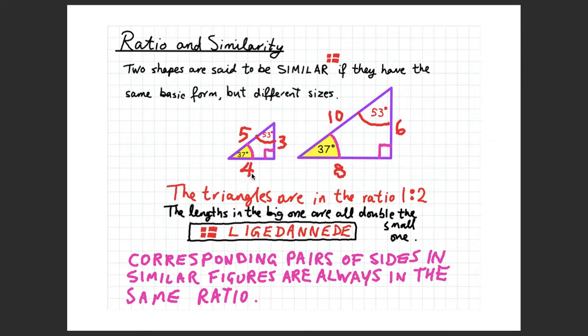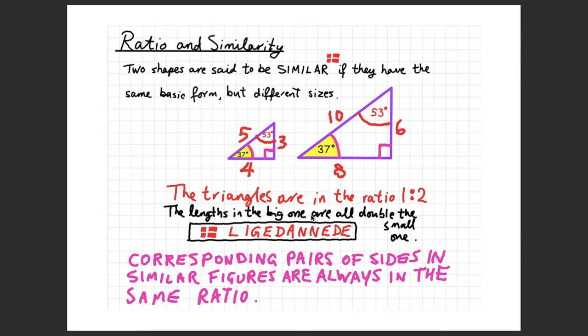So where this one is 4, this one is 8. Where this one is 3, this one is 6. Where this one is 5, this one is 10. So one is basically twice as big as the other. They're in the ratio 1 to 2. For every 1 in length of this, you've got 2 in length of that. So you multiply everything in this one by 2 to get everything in this one.